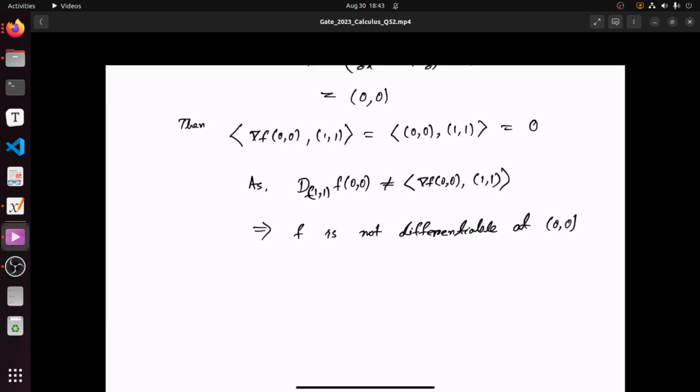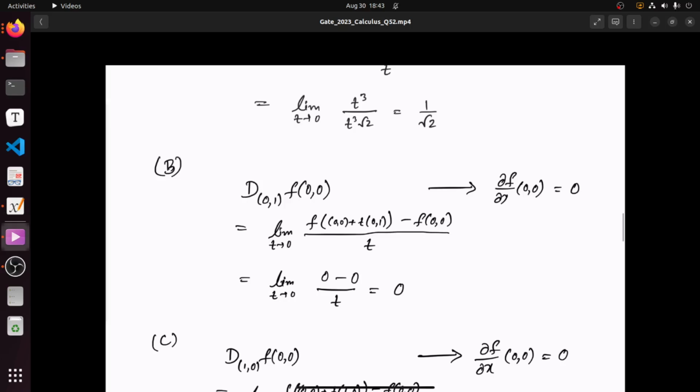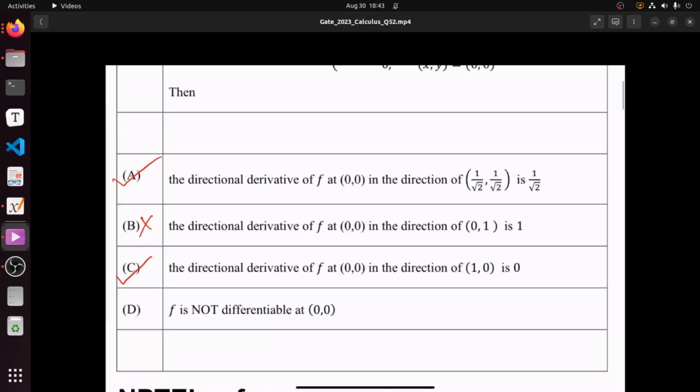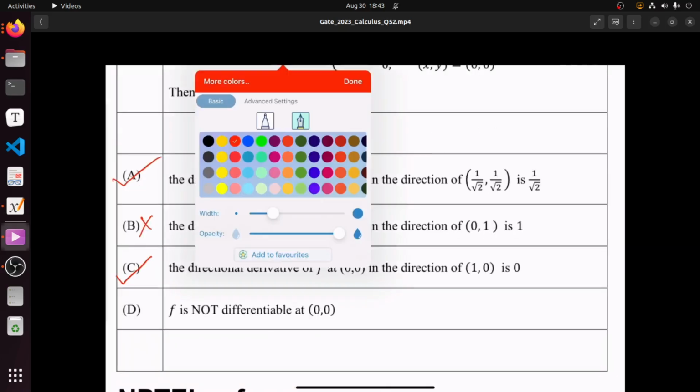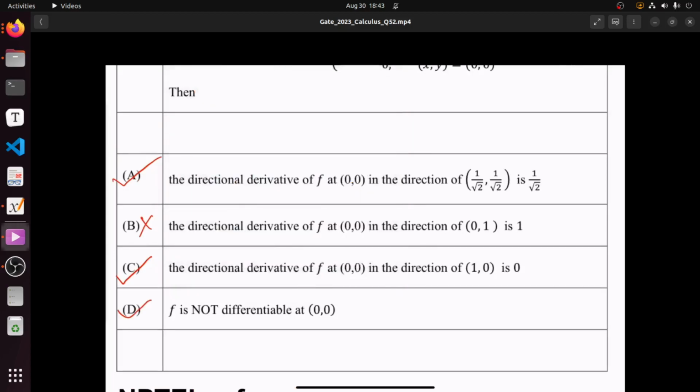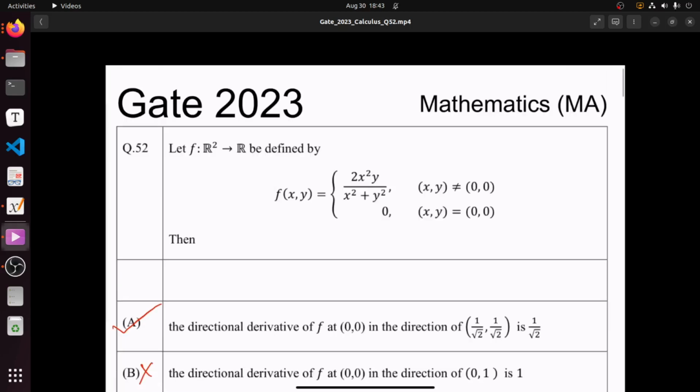Right. So what we got? Option number D is correct. So here A, C, D are correct, B is false. Okay. So question number 52 is done. Okay, let's stop. Bye.